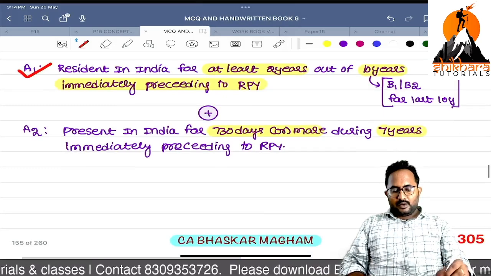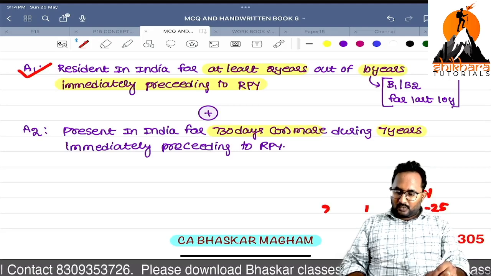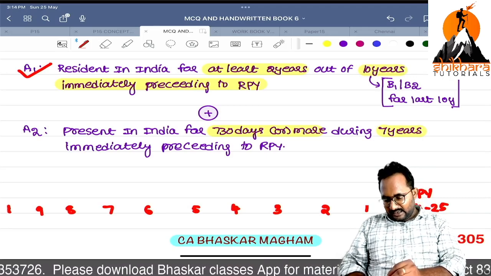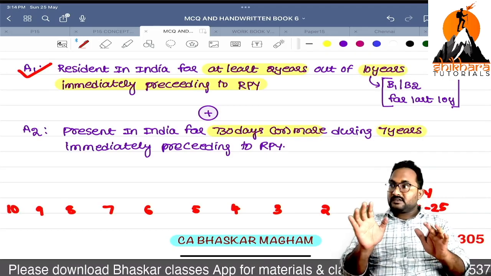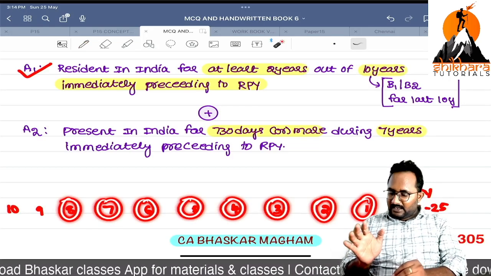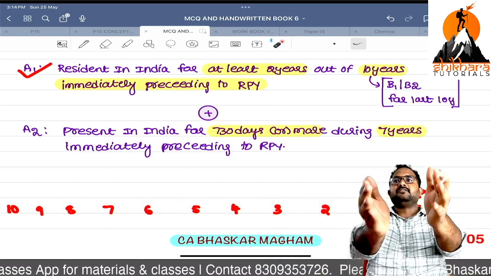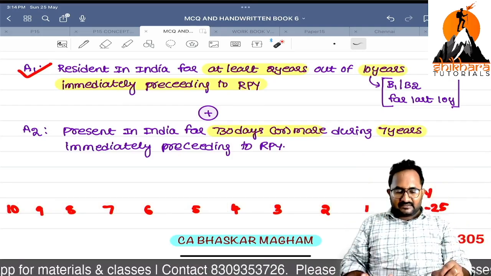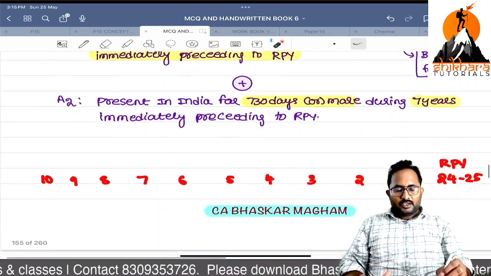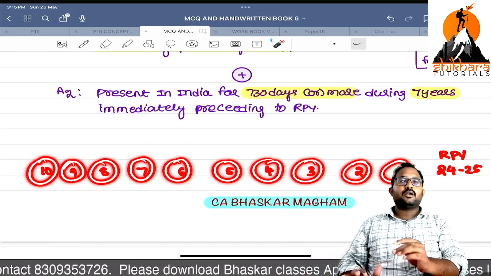Can you tell me what the relevant previous year is for our exams? 24-25. So 1 year, 2, 3, 4, 5, 6, 7, 8, 9, 10 years. For every year, you have to find out the residential status. Immediately preceding the relevant previous year, how many years do we have to check? 10 years. For the 10 years, please verify the residential status. How to calculate the residential status of every year? By using basic condition 1 and basic condition 2. If you apply them for every year, you will get the residential status, whether he is a resident or non-resident.